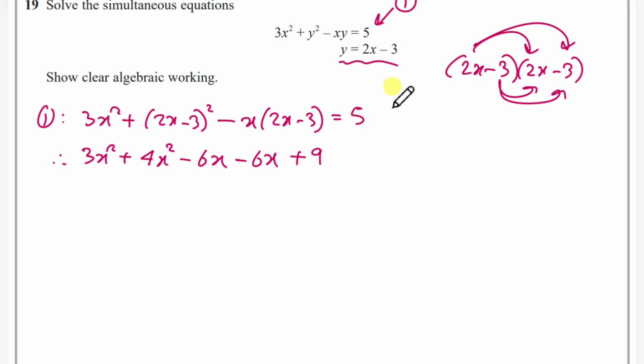So minus x times 2x is minus 2x squared. Minus x times minus 3 is plus 3x. And that's supposed to equal 5. Okay, now we're almost done with this. So now let's collect like terms, yeah?